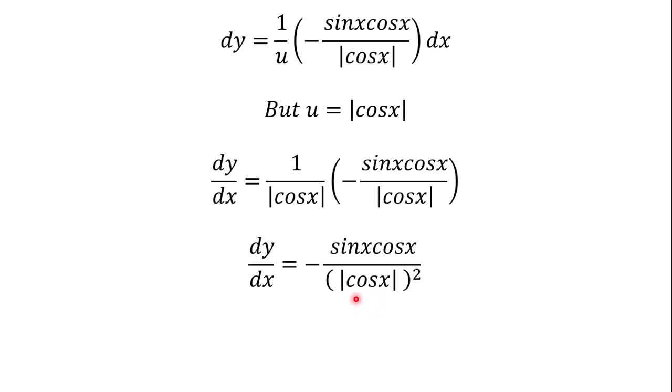The moment you square something, you have nothing to fear about being negative or positive. The moment you square it, if it is negative, it will be positive. Anything positive is going to be what? Positive. Okay, so let's continue. So dy over dx is equal to minus sine x times cos x all over cos x squared.